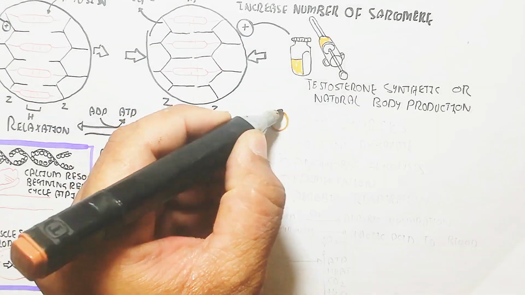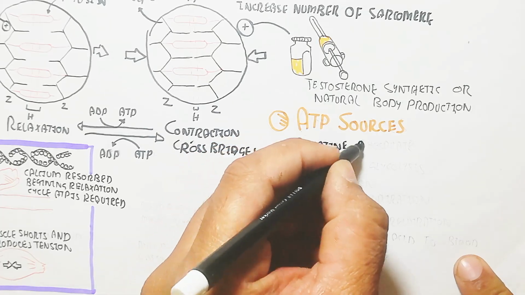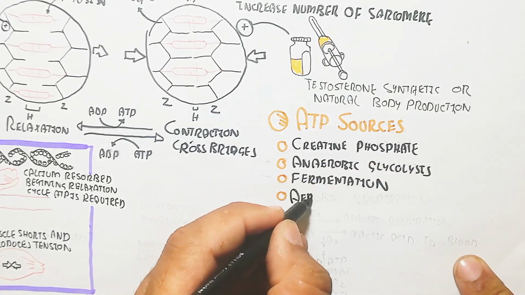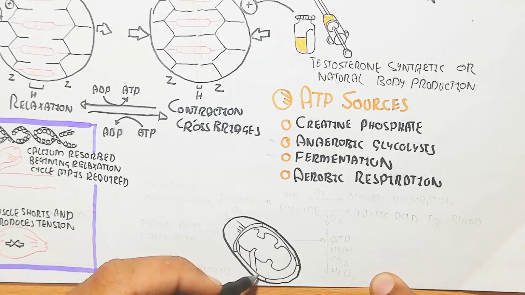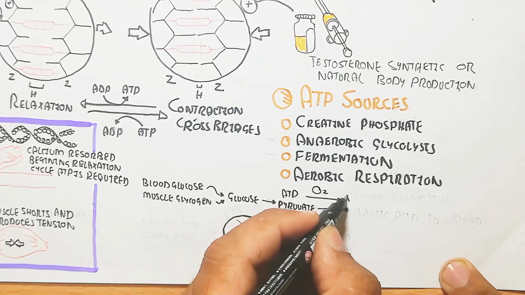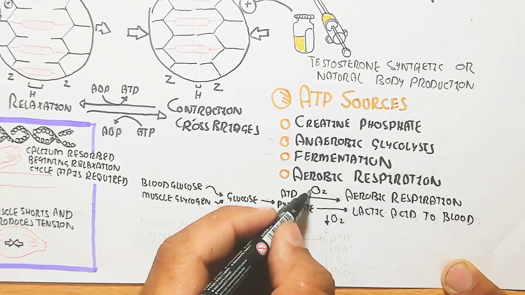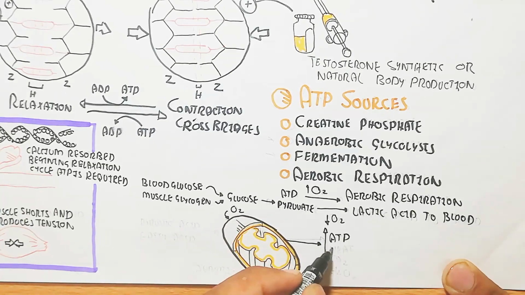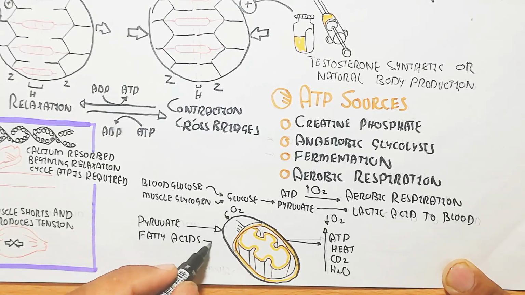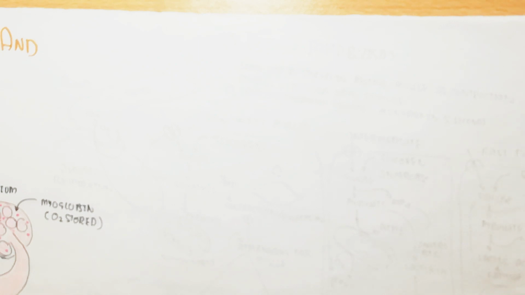ATP sources. So let's understand what the sources of ATP are. Creatine phosphate, in the form of creatine, stores the phosphate group for providing energy. When the phosphate is detached to provide energy, it can be transferred to ADP to convert it to ATP. Anaerobic glycolysis, fermentation to lactic acid production, and aerobic respiration all provide ATP. Blood glucose and muscle glycogen will deplete and produce glucose to pyruvate, and in the absence of oxygen this will lead to lactic acid fermentation, while aerobic respiration provides more ATP, heat, carbon dioxide, and water due to the use of oxygen, and the pyruvate and fatty acids are used aerobically in the mitochondria for providing more ATP in the muscle.